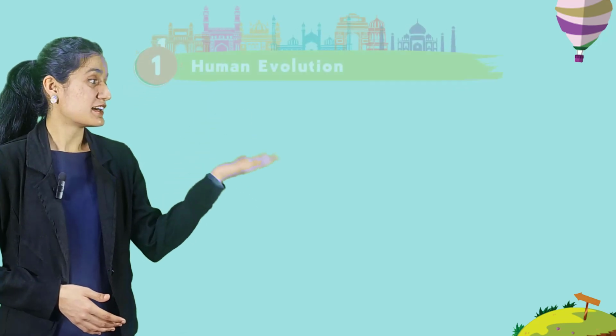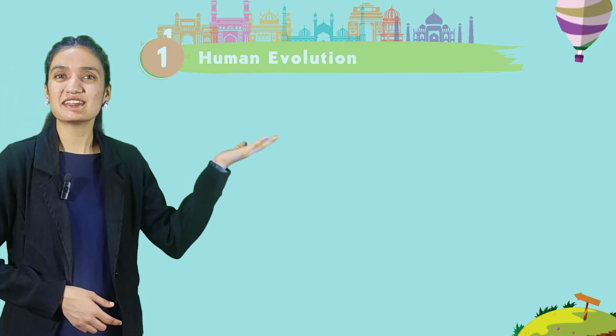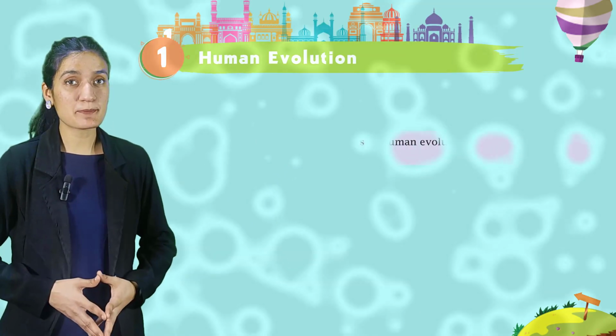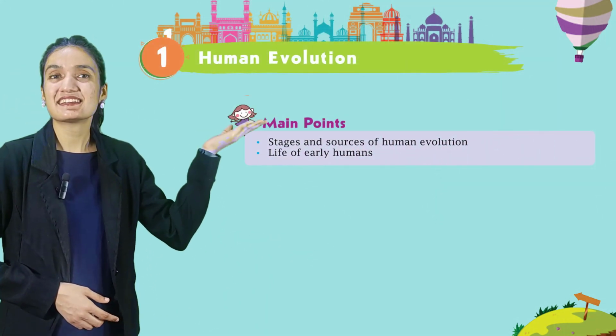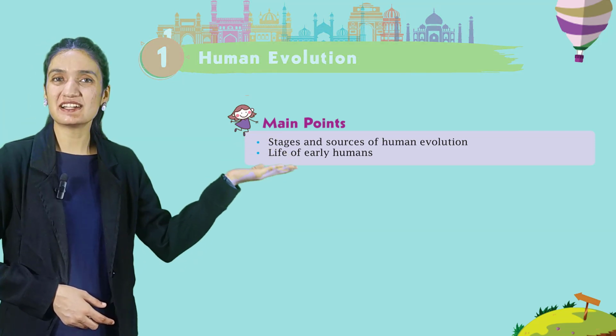So students, I am your social studies teacher and today we are going to start a new chapter from your book, that is chapter number 1, Human Evolution. And what are the main points? Main points are stages and sources of human evolution and life of early humans.